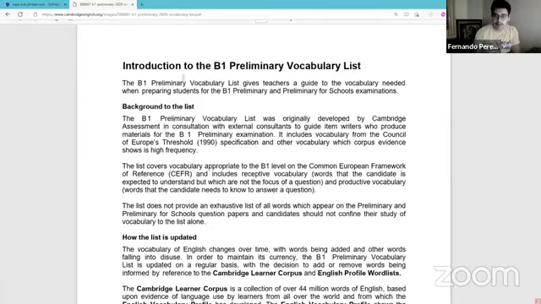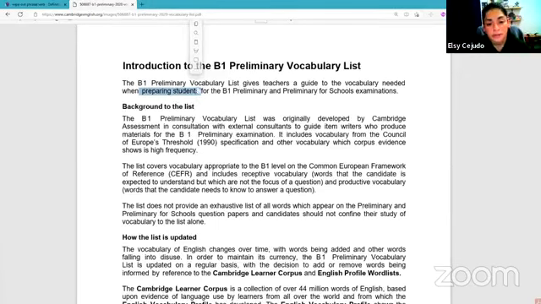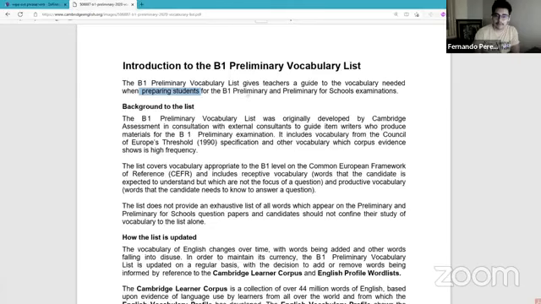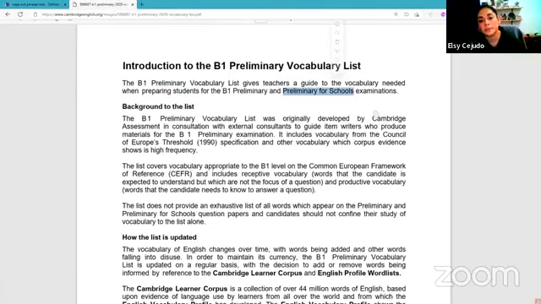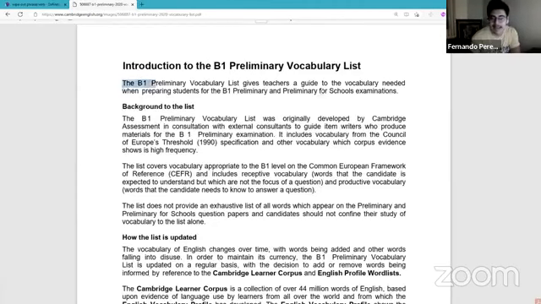Be careful, you are omitting the S on plural words. For preparing who? Students. Preparing students. Exactly, for the B1 preliminary and? For the B1 preliminary and preliminary for schools examinations. Perfect. So technically, according to this line, the list is for teachers. It's for me to understand what words are necessary for you.